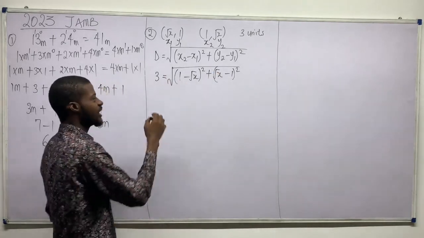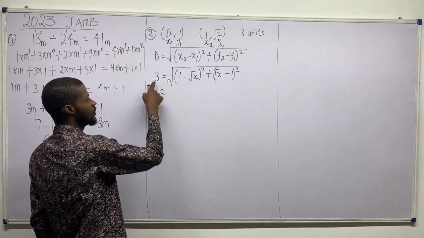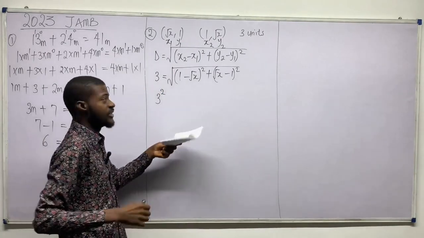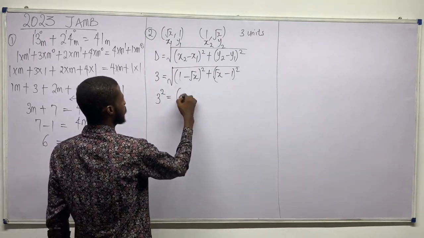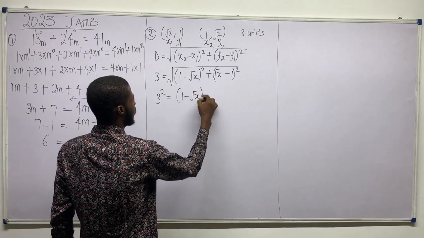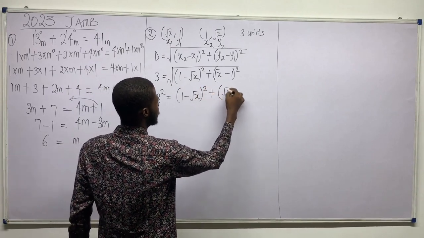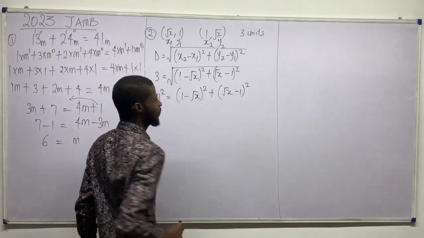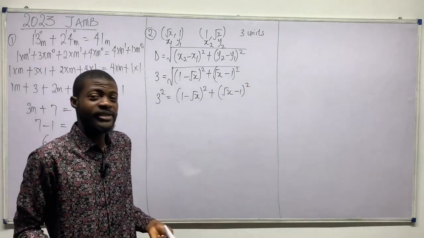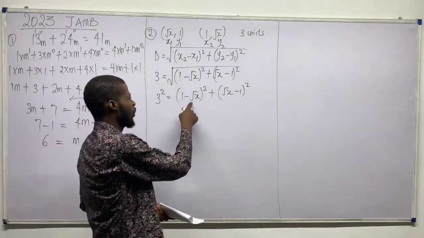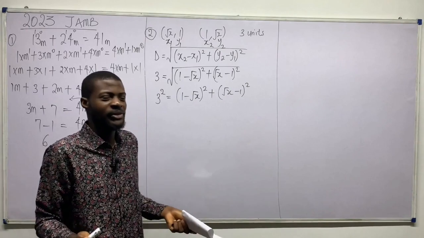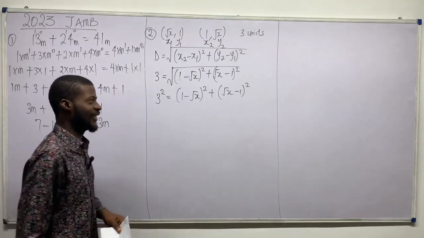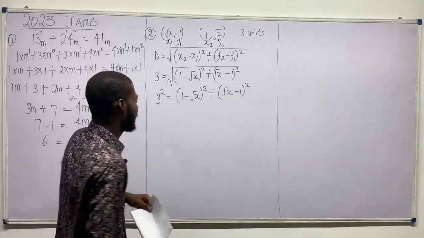And what would it be on the other side to become squared? Because if I square both sides, the square root is gone. So this would be equal to (1 minus root x) all squared, plus (root x minus 1) all squared. I actually think that if they want to make this question much easier for you, they might remove the square root here. But let us act like this was all we had in the exam.